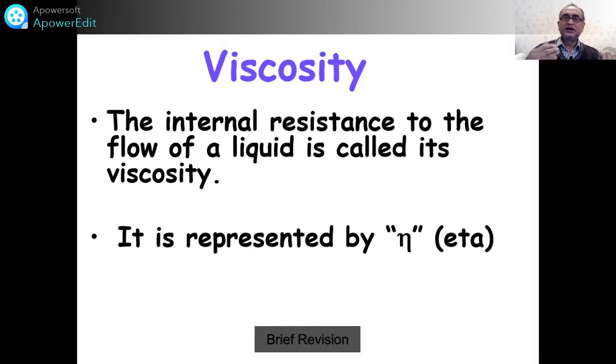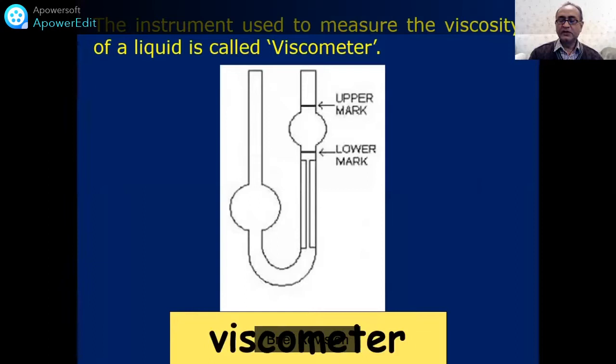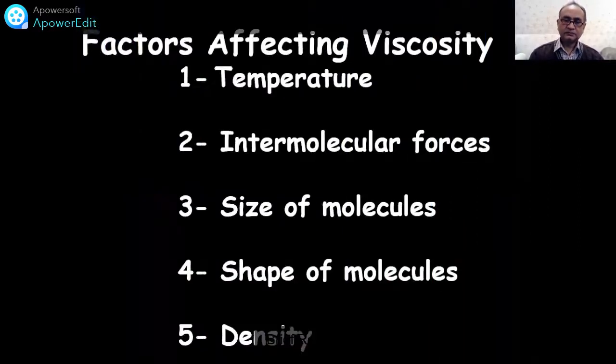That is why it is taking more time. So what is the definition of viscosity? The internal resistance to the flow of a liquid is called its viscosity. It is represented by eta. Viscometer is the instrument which is used to find out the viscosity of a liquid.